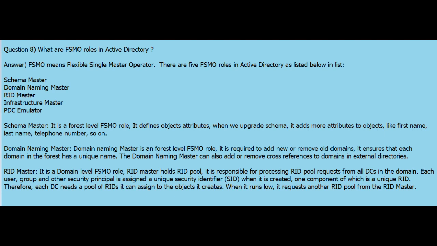RID Master, it is a domain-level FSMO role. RID Master holds the RID pool. It is responsible for processing RID pool requests from all DCs in the domain. Each user, group and other security principal is assigned a unique security identifier, SID, when it is created, one component of which is a unique RID. Therefore, each DC needs a pool of RIDs it can assign to the objects it creates. When it runs low, it requests another RID pool from the RID Master.